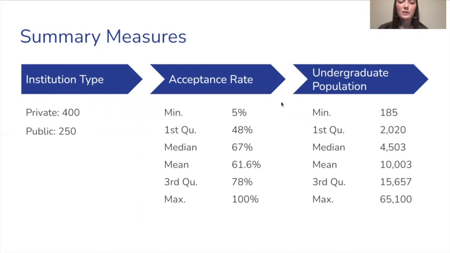The undergraduate population of the institutions ranged from 185 students all the way to a little over 65,000 students, with the average population size being right around 10,000. However, it's important to note that here, the middlemost value, the median, was around 4,500.